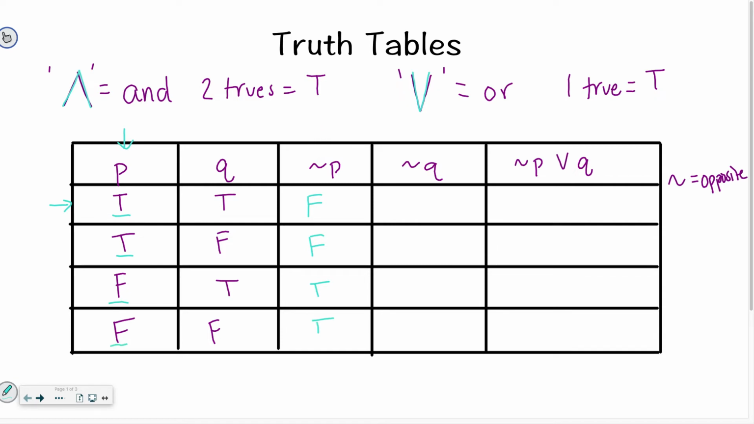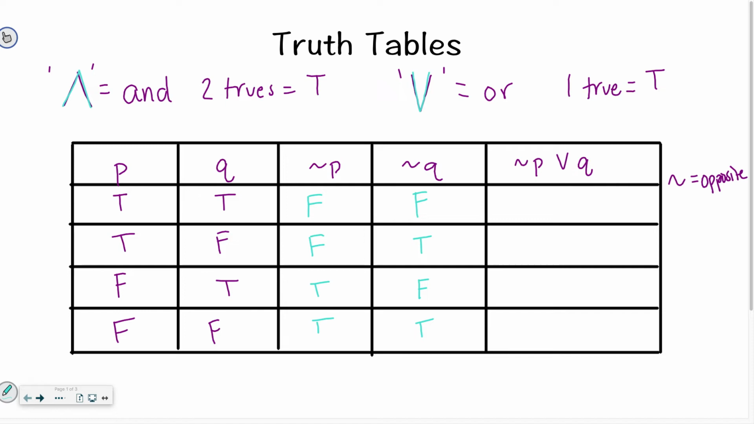Now, I'm going to move over a column, and I'm going to look at the negation of Q. So I have to go back to that original Q column and do the opposite of whatever is listed in that column. The very first Q value was true, so the opposite of that is false. And I had a false that becomes a true. I had a true that becomes a false, and a false that becomes a true. Okay. So now I have the first four columns all filled in, right?